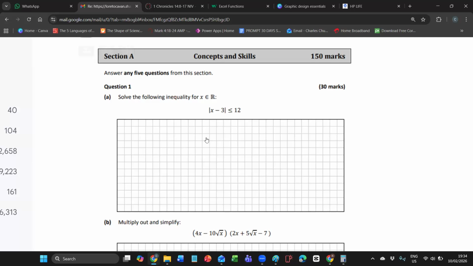Solve the following inequality for x elements of real numbers. Okay.